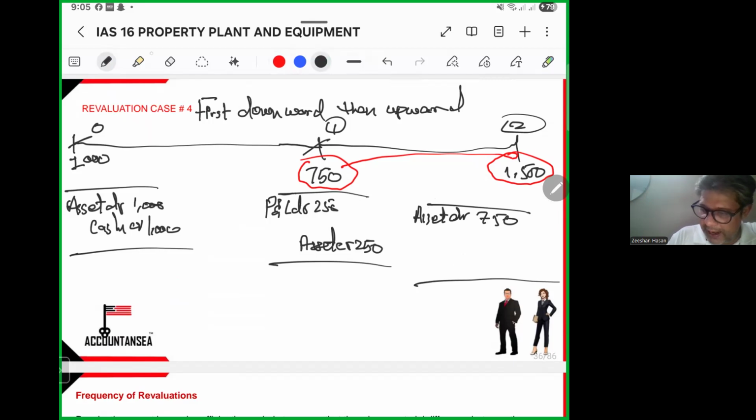How much expense have we recognized so far? 250. So we will finish it off, we will reverse it, and the profit and loss account will be credited 250 when we reverse it. How much is remaining now? 500. So it will go through the revaluation reserve. And when revaluation reserve increases, it gets credited, right? So it is credit 500. So I hope case number 4 is also clear to you guys.